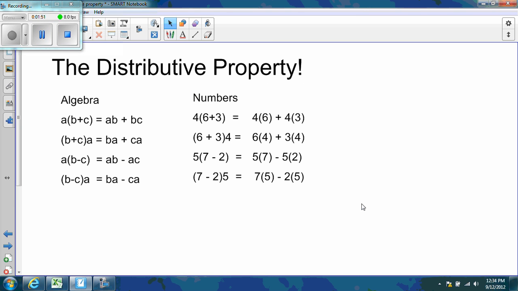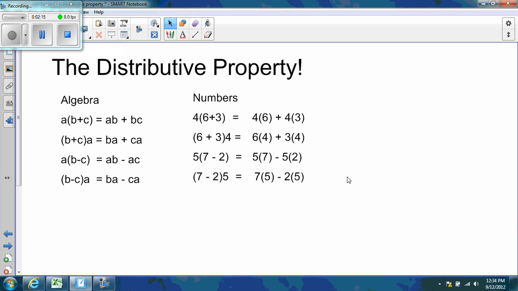In terms of numbers, here's a few examples. So you could have 4 times (6 plus 3). So you could do it either way. You could add these up first and then multiply it by 4. Or you can say 4 times 6 plus 4 times 3. You're going to get the same answer. And then here, 5 times (7 minus 2) equals 5 times 7 minus 5 times 2.